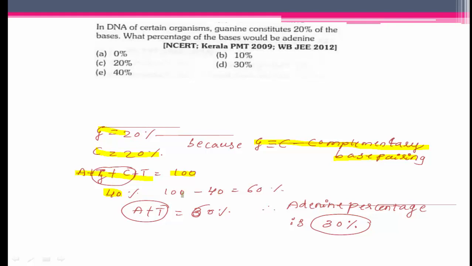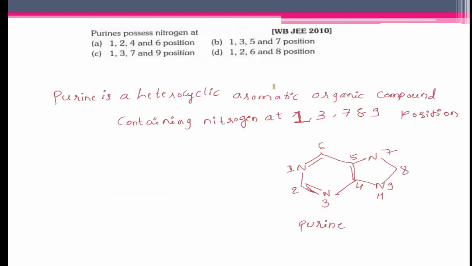Deduct that value, 100 minus 40, it is 60%. But 60% represents A plus T. Both of them together are 60%. Then each represents half. What is the adenine percentage? Therefore, the adenine percentage becomes 30. This is the answer.